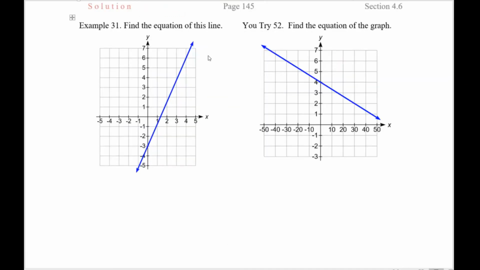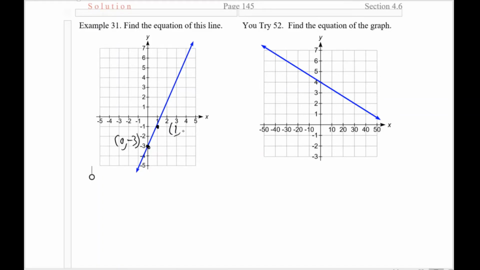In example 31, we find the equation of this line graphed below. I see that the y-intercept occurs right here and would have a coordinate of 0, -3. To determine the slope, I need to find another point on this line. It looks like it may also pass through this point 1, -1. I can now find the slope. As I change in my horizontal direction 1, I rise 2.